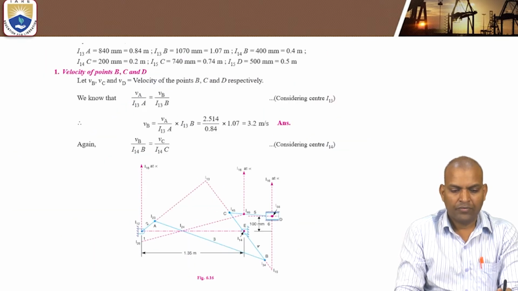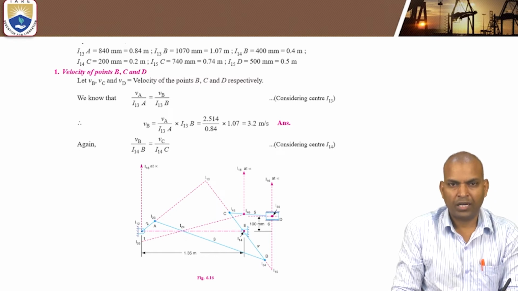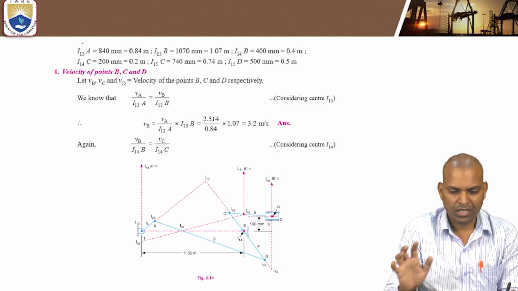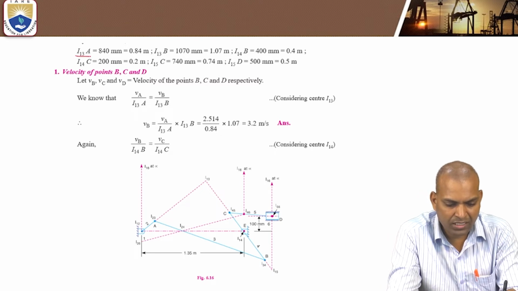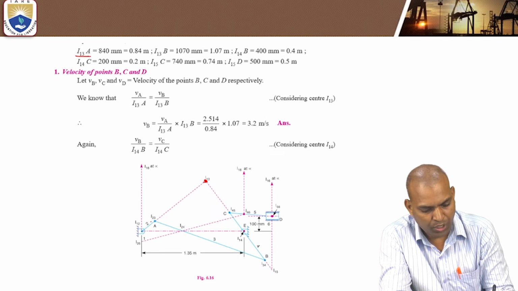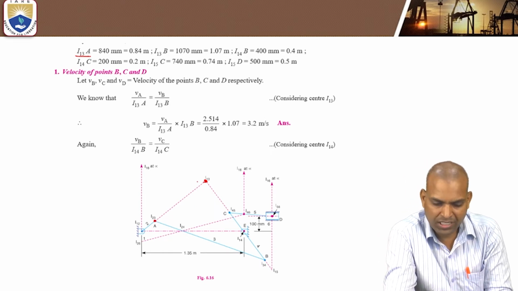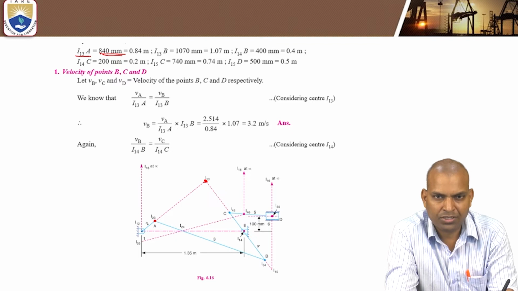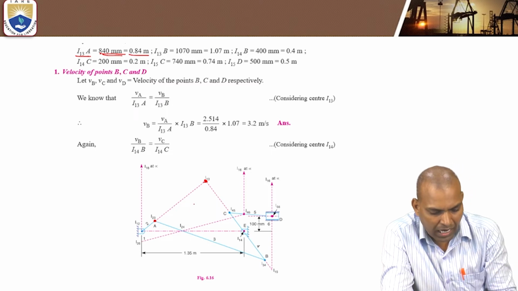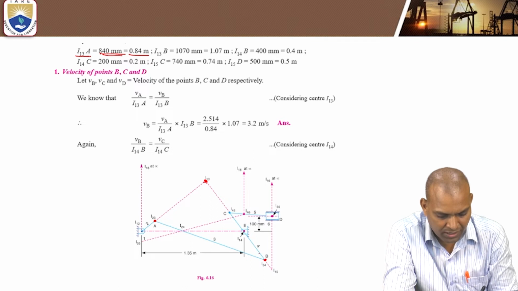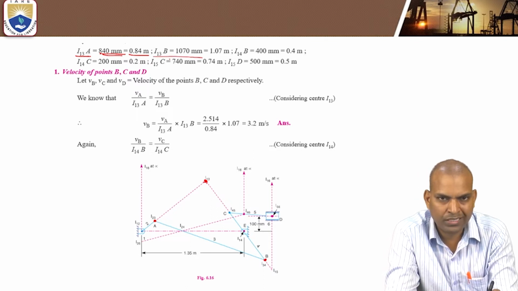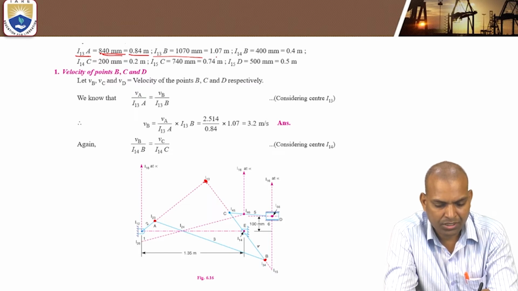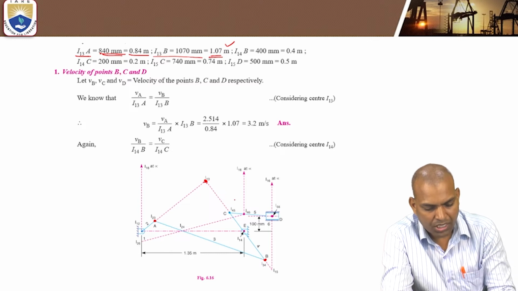After locating the instant centers on the configuration diagram, we have to measure the distances from the required instant centers. I13 to point A, you measure the distance with the help of a scale. That distance comes to 840 millimeters, which is 0.84 meters. Next, I13 with point B: that is 1070 millimeters, which is 1.07 meters.